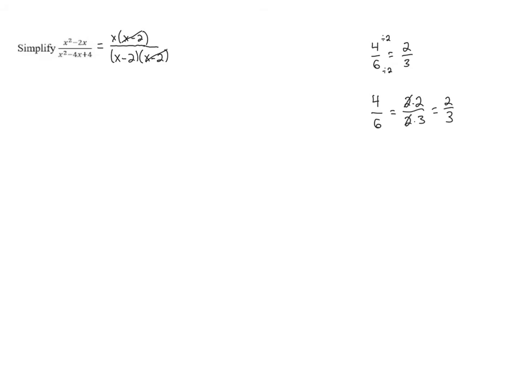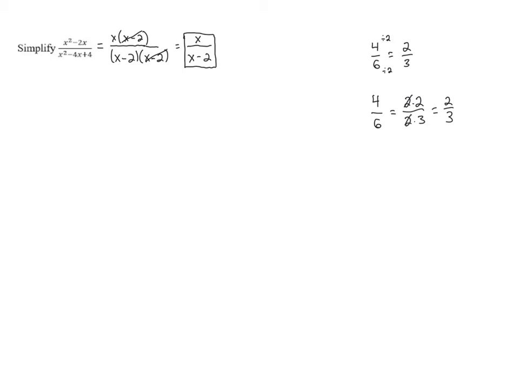Just like in the numerical fraction, when there was a factor in the top and bottom that was the same, we could cancel it out because we were effectively dividing the top and bottom by that factor. Here we can cancel out the x minus 2's because we're effectively dividing the top and bottom by x minus 2. When we do that, we're left with x in the numerator and x minus 2 in the denominator, and this ends up being our final answer.